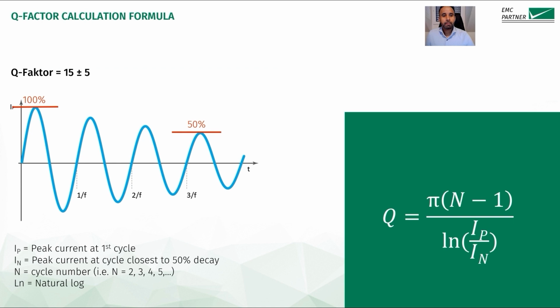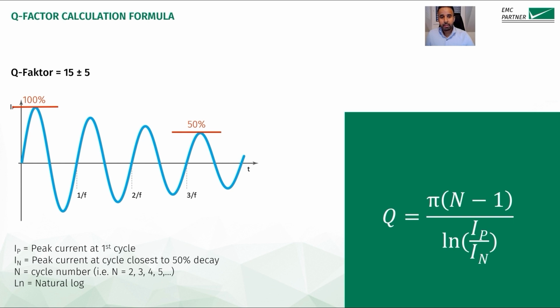So let's stay with the Q factor. The Q factor is calculated to ensure that the proper energy is contained in the damped wave. So here you see the formula used to compute the Q factor. IP is the first peak current, which represents 100%.